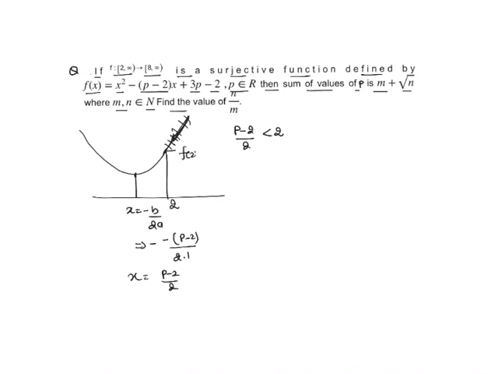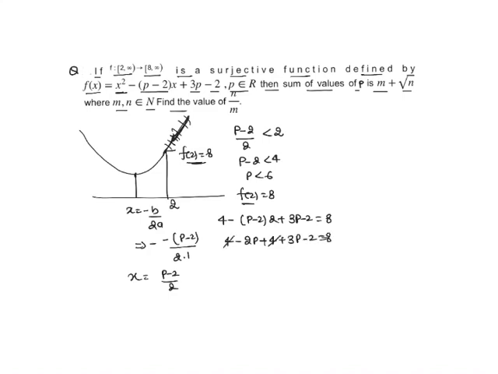So for the function to be surjective, f of 2 must be 8. So if I simplify, p minus 2 is less than 4, so p should be less than 6. f of 2 must be 8 for surjective. So if I put 2 in f(x), what do I get? 4 minus (p minus 2) into 2 plus 3p minus 2 equals 8. So 4 minus 2p plus 4 plus 3p minus 2 equals 8. So 4, 4, 8, it can cancel. Minus 2p plus 3p, and 2 we take to this side. So p equals 2. This is correct because it is less than 6.